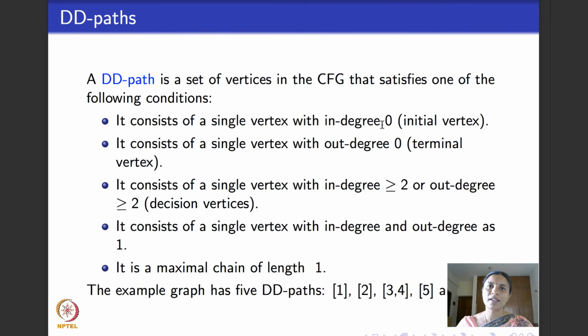The only vertex that has in degree 0 is the initial vertex. Then it can consist of a single vertex with in degree 0. Again, if you visualize our model of a control flow graph, which is the vertex that has out degree 0? It is our final vertex or a terminal vertex. And then a decision path can also consist of a single vertex with in degree greater than or equal to 2 or out degree greater than or equal to 2.